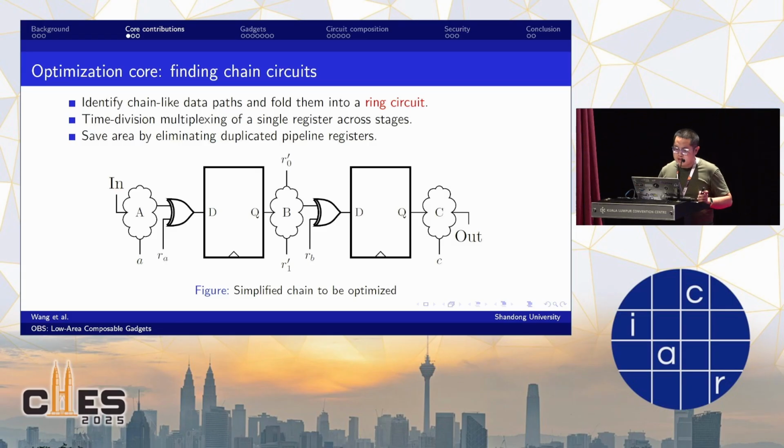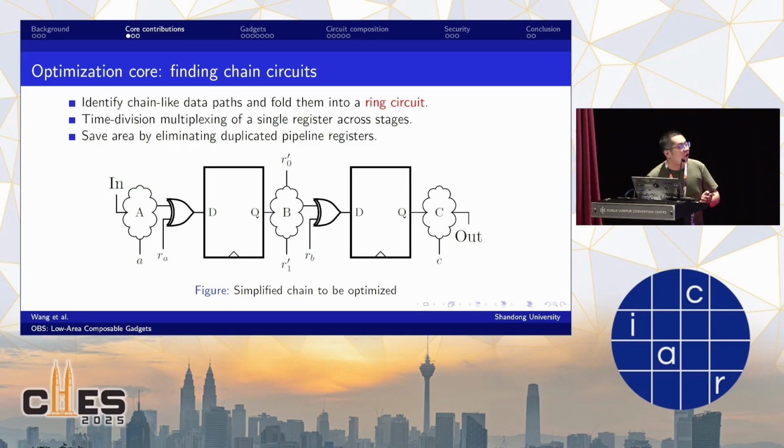So here is our optional kernel, the chain circuits. Based on these commonalities of the gadgets, we observe that they often exhibit chain-like circuits like this. To satisfy the probing property, two layers of registers are introduced in some cases, with the XOR masked before the register to imply the masking.